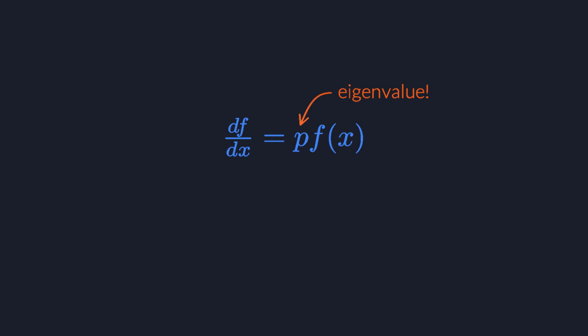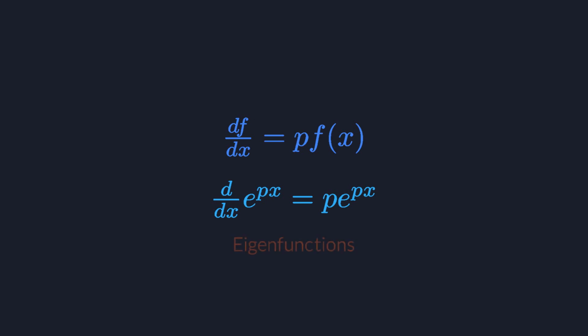This equation has a very famous solution. It's the exponential function. When you take the derivative of the exponential function, you just get the function itself, with perhaps a constant factor at the front. So the exponential functions, for all possible values of p, are the eigenfunctions of the derivative operator. There are infinitely many of them, one for each value of p.